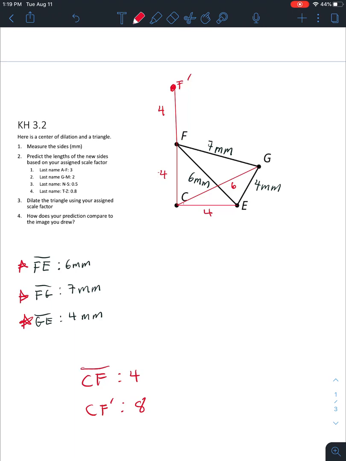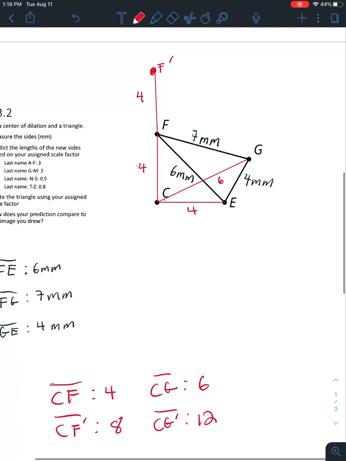Next thing we can look at is CG, which is a distance of 6, and CG prime will be a distance of 12. So once again, I'm going to go from C to G, which is 6, and I'm just going to extend it 6 more. And this is where my new point is, G prime.